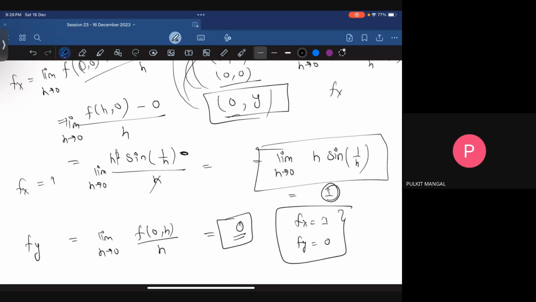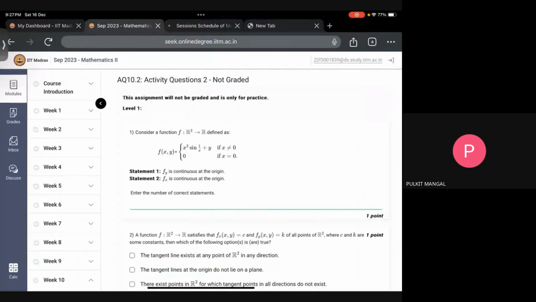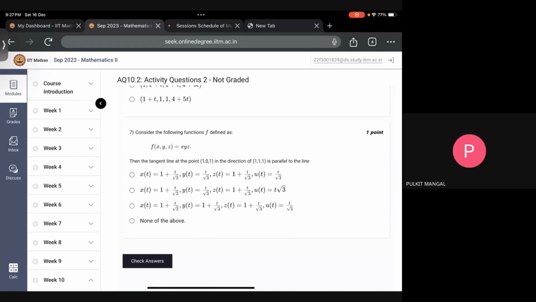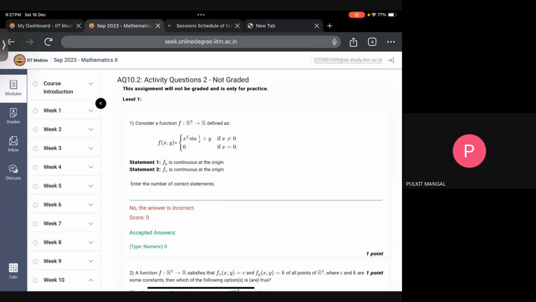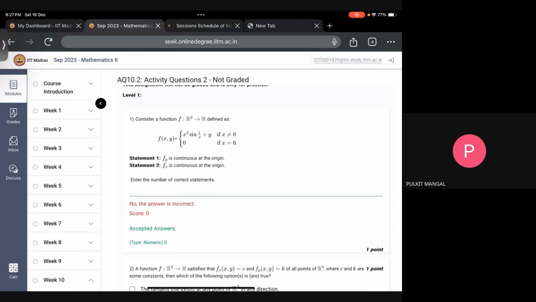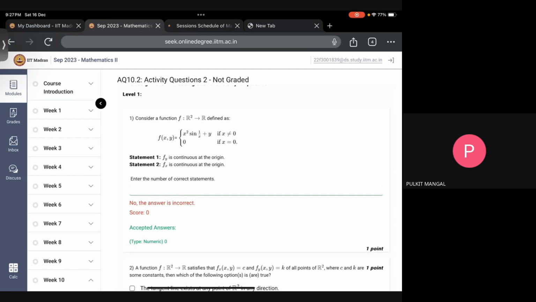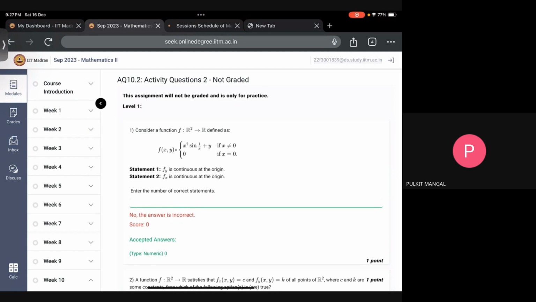fx equals 1 if you are approaching at (0, 0). Find the number of correct statements. Both should be correct. What's the answer? Okay, 0. fy is continuous at the point origin.